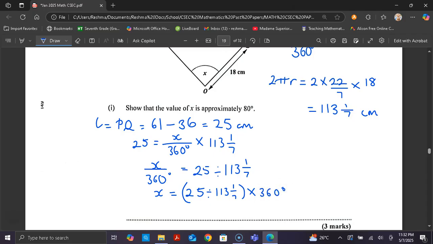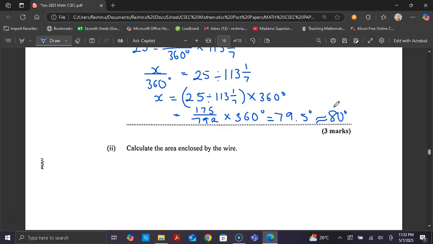So let's do the first part: 25 divided by 113 1/7. All right, that gives a fraction, 175/792. And then when we multiply that by 360 degrees, and I'm going to write it as a decimal this time, we get 79.5 degrees, which is approximately 80 degrees. Okay, so let's go on to part 2.